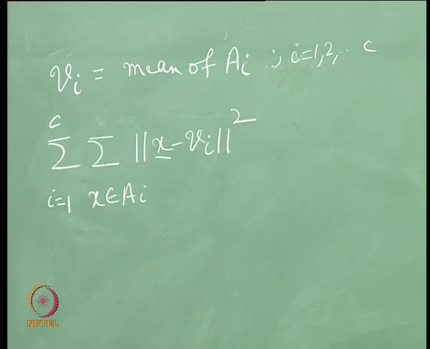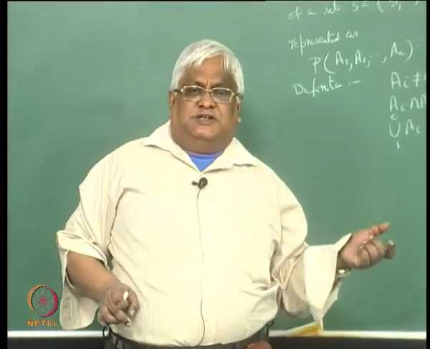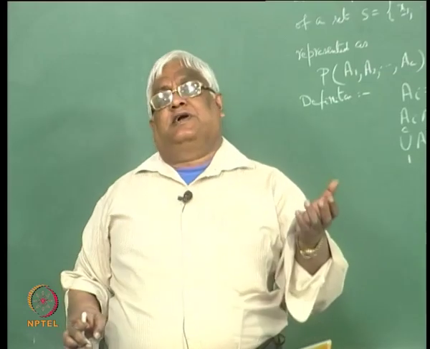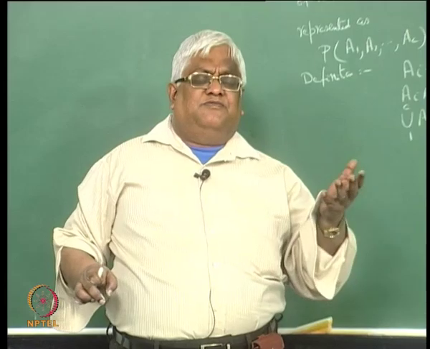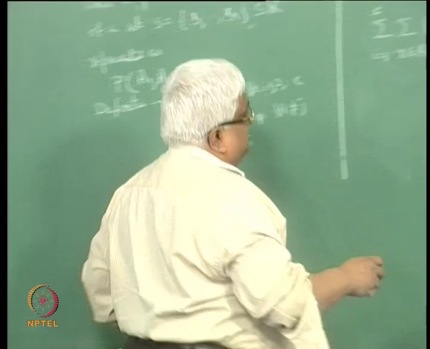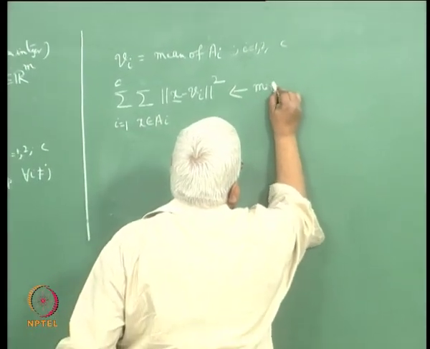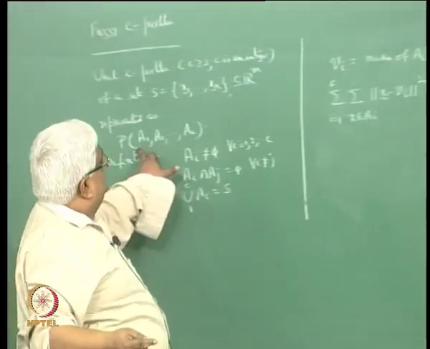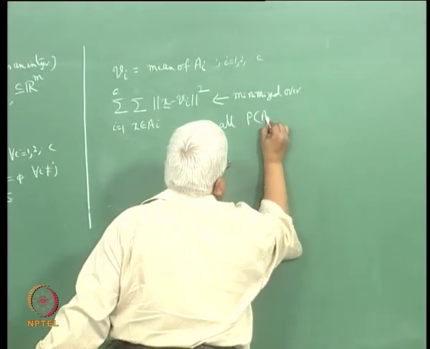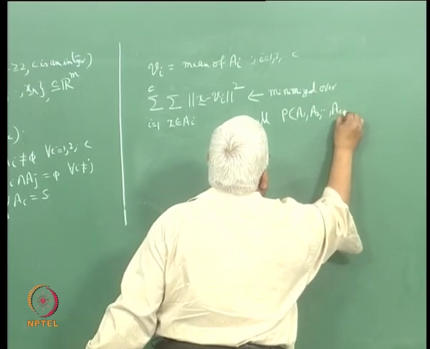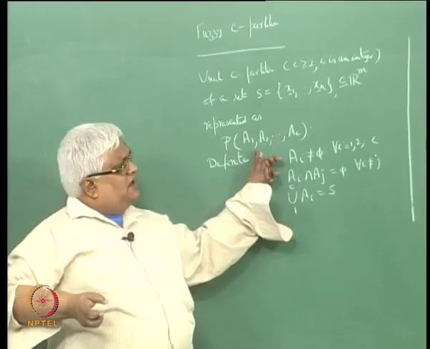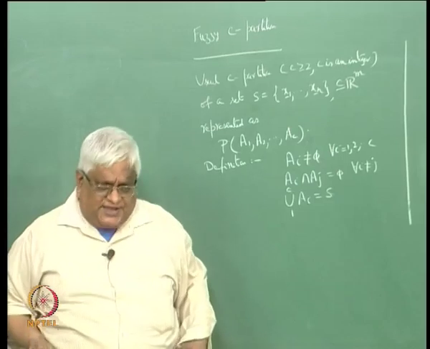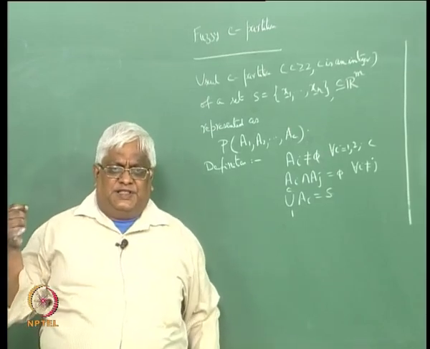So, this is basically the within cluster distance. The partition that provides the minimum within cluster distance is taken as the best partition. So, basically this is to be minimized over all the partitions. This is the minimum within cluster distance criterion, and the usual C means or K means algorithm.